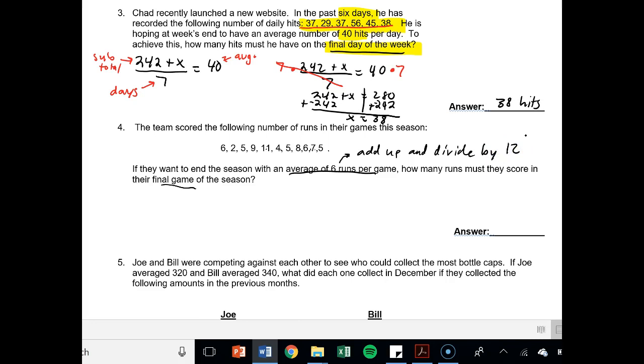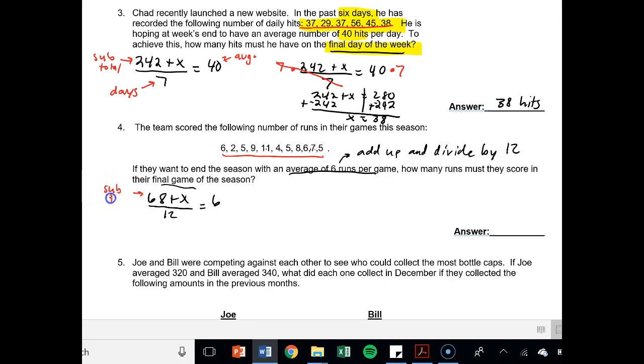Okay, so the subtotal here, that's adding all those guys up. That gets you 68 plus their final game. Remember there were 12 games, is equal to hopefully their average of 6 runs per game. So again, where did I get these numbers? 68, that was my subtotal.